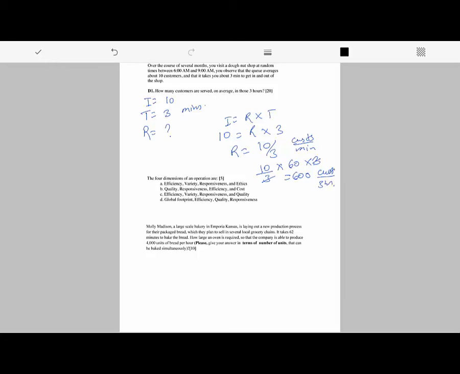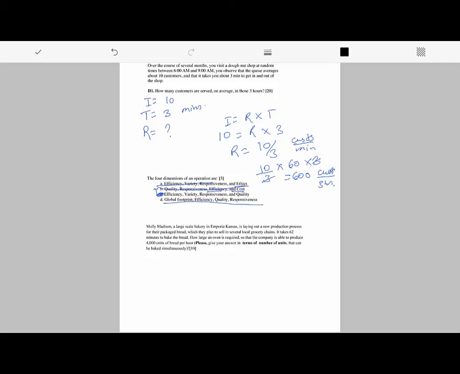Okay, what are the 3 dimensions of operations? Well, the global footprint doesn't make sense. Ethics, we didn't talk about that, so that's not the case. The real competition is between B and C. But if you look closely, B has efficiency and cost. Remember, in operations, efficiency and cost are the same thing. So C is the answer.